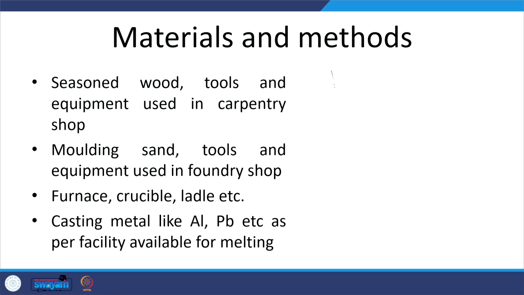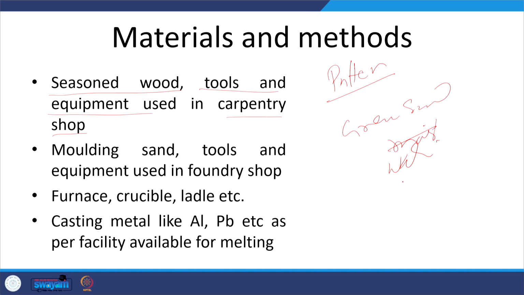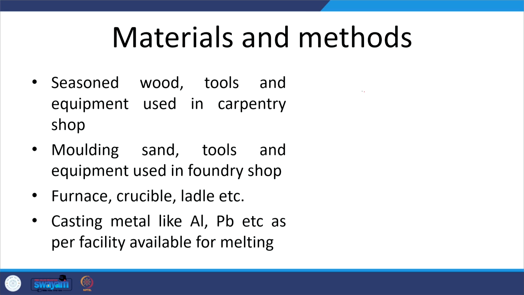So, for making the pattern, what do we need? Okay, we need seasoned wood. The different tools for removing and finishing the pattern will be used in the carpentry shop. Then the suitable greens and moisture, meaning the water and the binder, will be used for preparing the molding sand. Then, using various tools which are used in the foundry, the sand mold will be prepared, and this sand mold will be used later on for the casting purpose.